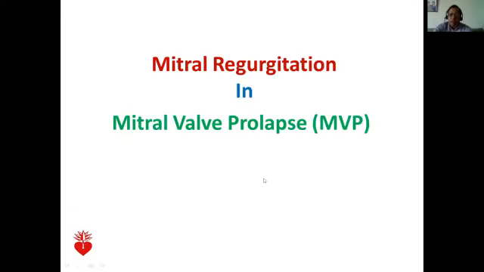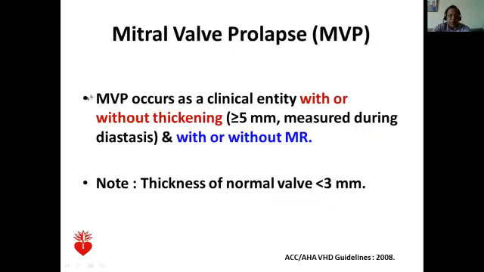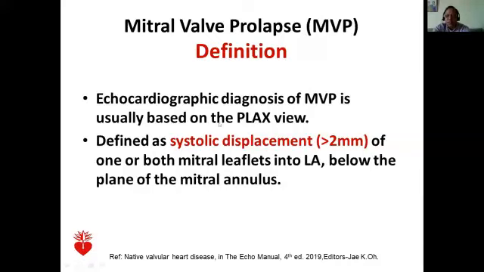So I'll talk a few words regarding mitral valve prolapse. What does it mean? Mitral valve prolapse occurs as a clinical entity with or without thickening, and with or without MR. Thickening means a thickness of more than or equal to 5 millimeters, and you know, the normal thickness is less than 3 millimeters. Now, what is the definition of mitral valve prolapse?